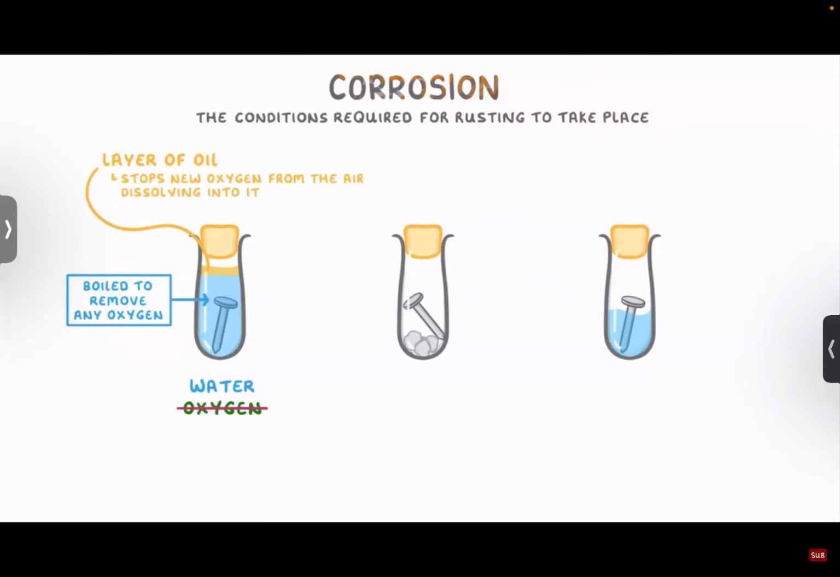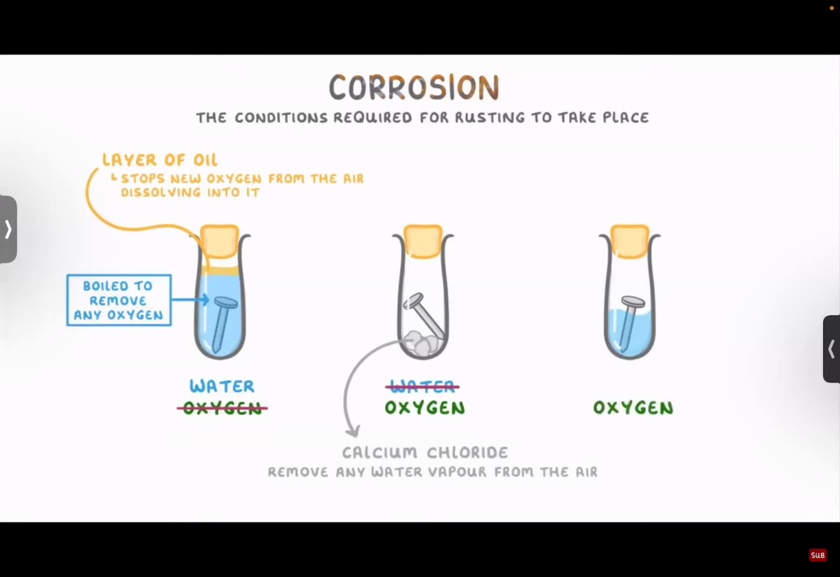The second test tube contains air, and so oxygen, but no water. And this is achieved by having the calcium chloride at the bottom, which will remove any water vapor from the air. And then the final test tube contains both air, so oxygen, and water. So if we now left these test tubes for a while, only this nail in the last tube would rust, because it's the only one that contains both oxygen and water.